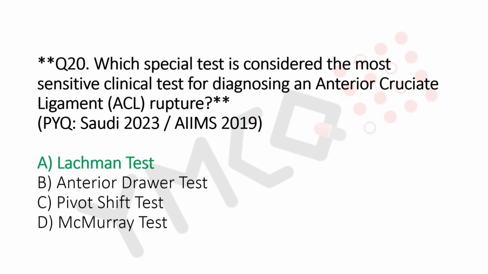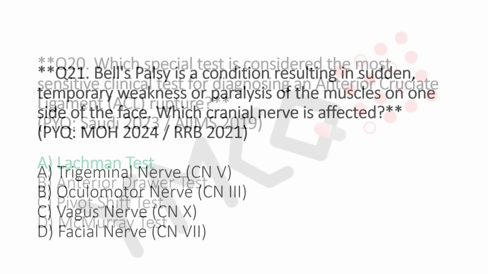While the anterior drawer test is famous, the Lachman test, done at 20 to 30 degrees of knee flexion, is more sensitive and accurate for acute ACL tear. Okay. Now let's move to question number 21.